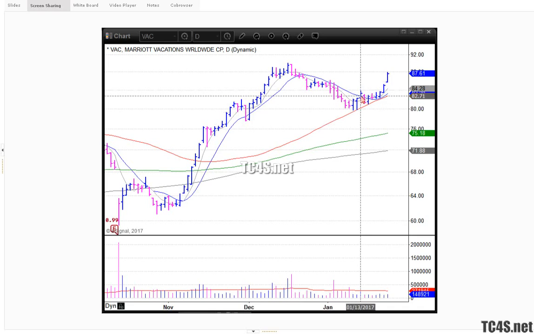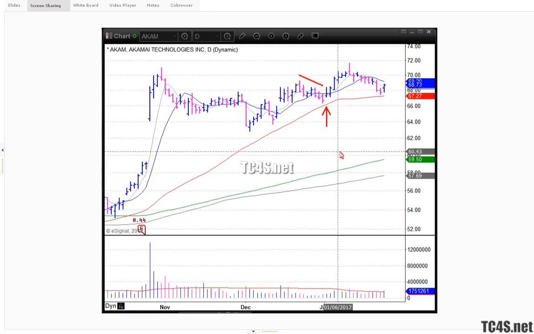So this is your first pullback to the 50-day, and this is forming a low cheat, right? Very nice little low cheat right to the 50-day, and it's moved up from there. Now, how about in a base, like I was just pointing out? Well, I use this all the time, okay?